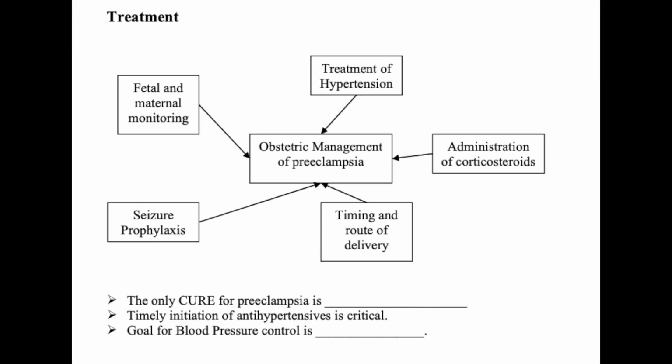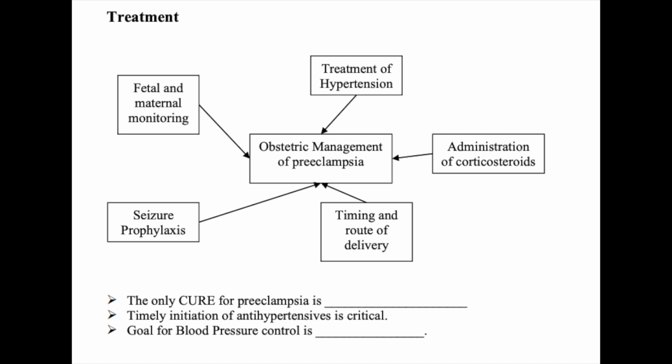So how do we treat preeclampsia? Well, the general aims of therapy are to treat hypertension, minimize vasospasm to improve the circulation, particularly to the placenta, uterus, and kidneys, to have close fetal and maternal monitoring, to prevent seizures, to continuously evaluate and plan for the timing and route of delivery based on maternal and fetal condition, and to administer corticosteroids if preterm delivery is imminent.